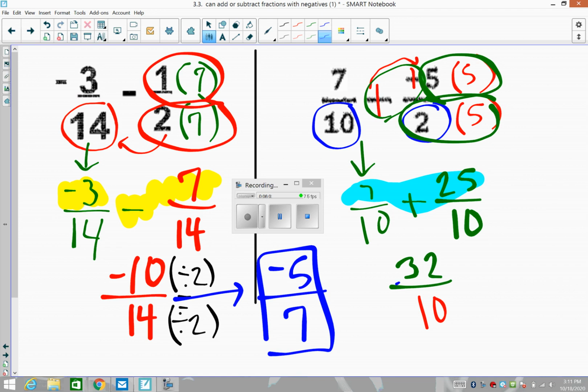If I divide the top by 2, that's 16. I divide the bottom by 2, that's 5. So that would be a possible answer, because that's as far as it can go in terms of improper. But I also can change that to a mixed number.